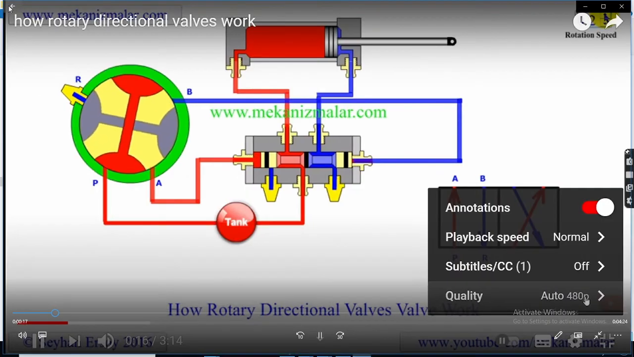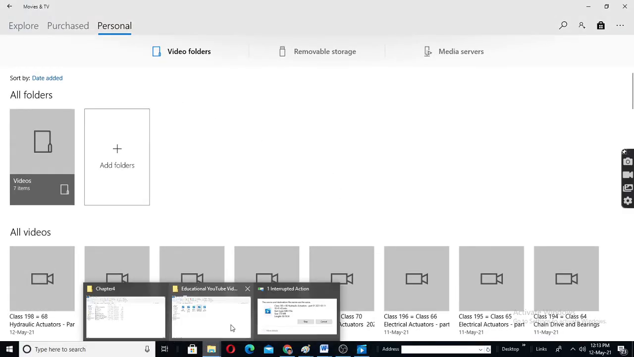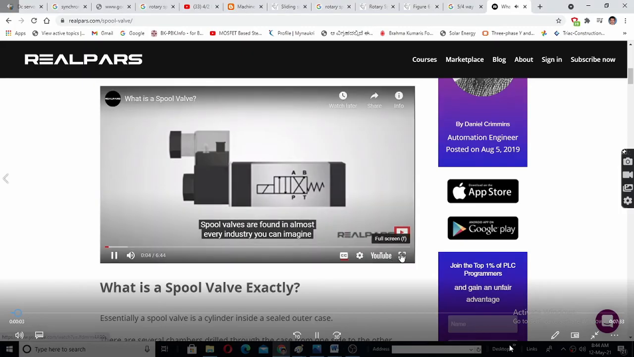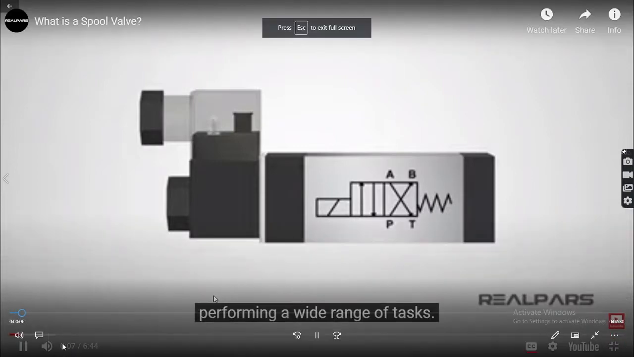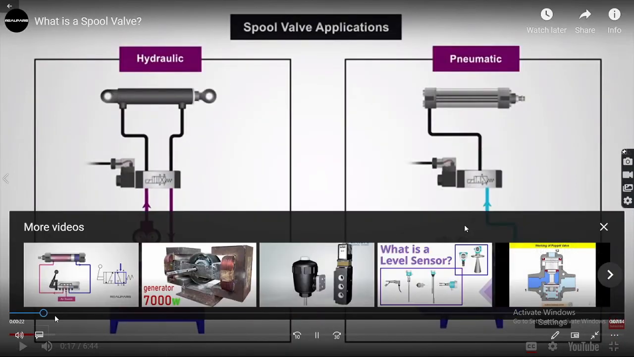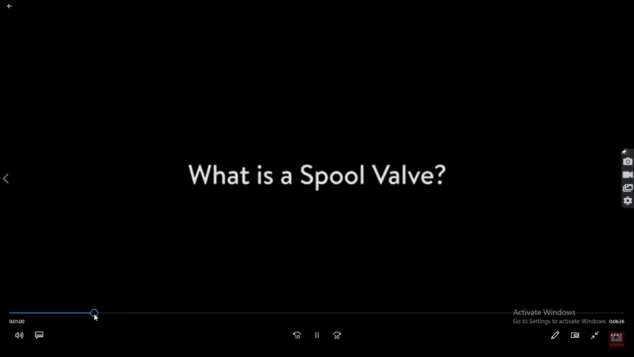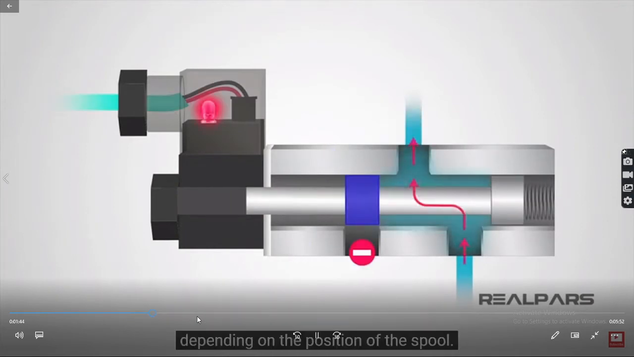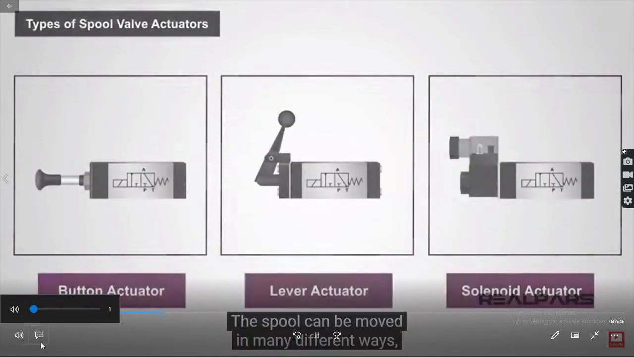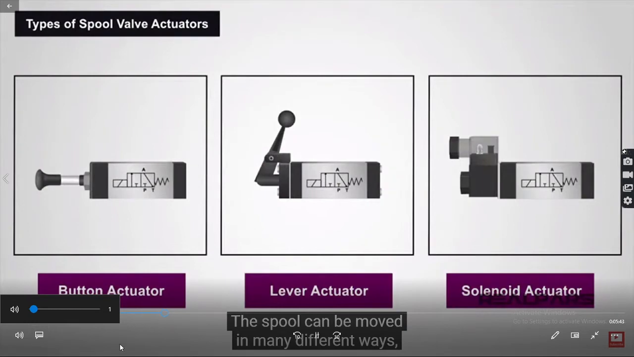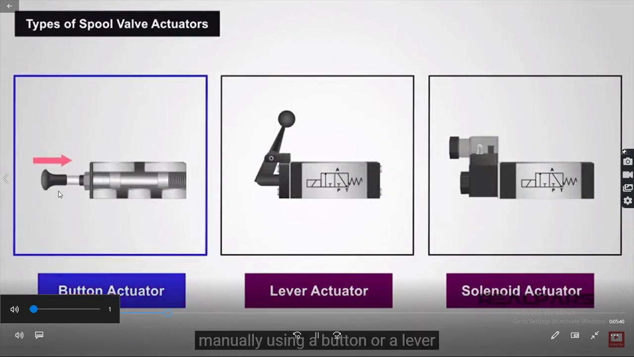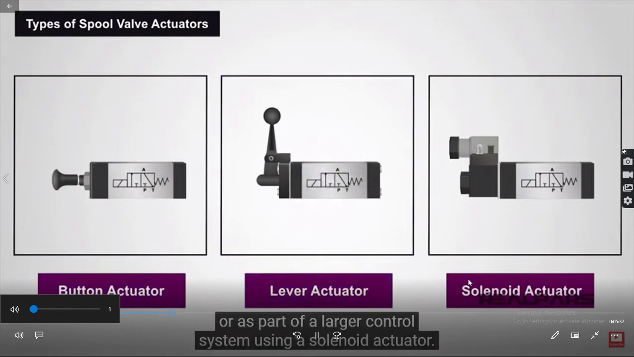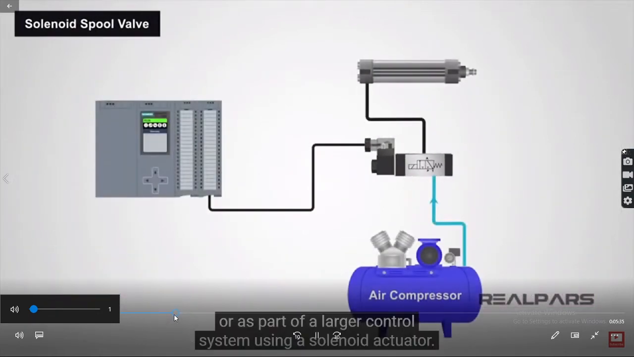In order to understand the spool valves, they are found in almost every industry you can imagine, performing a wide range of tasks. As the energy source, there are several chambers drilled opening these ports, depending on the position of the spool. The spool can be moved in many different ways. You can actuate manually with a button or lever. Okay, both are manual. Or by solenoid actuator, or control system.